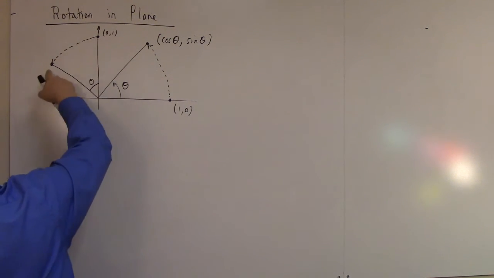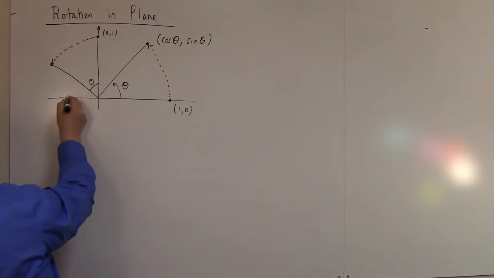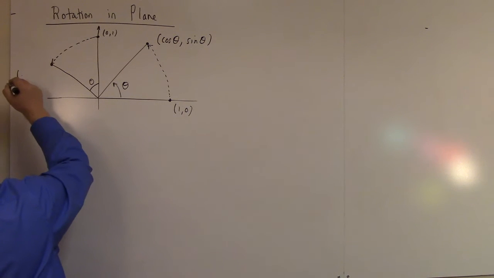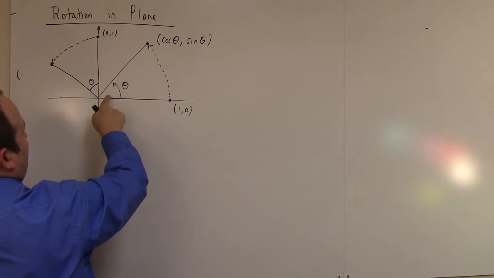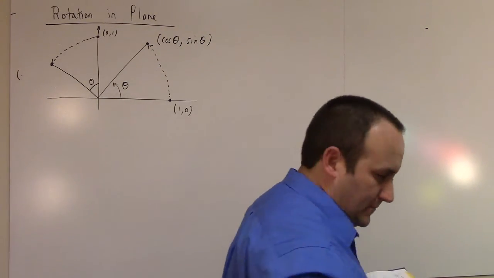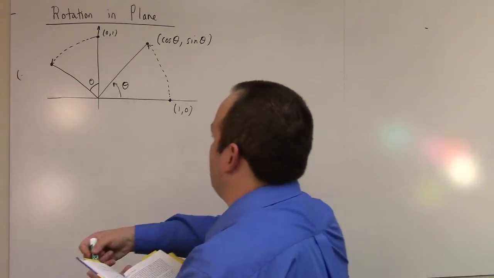What would this thing be then? Negative cosine theta, sine theta. Or negative sine, negative sine theta. Yeah, notice the thetas. Oh, yeah. So negative sine theta, yeah.